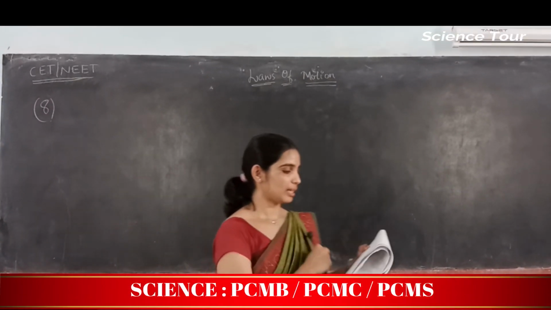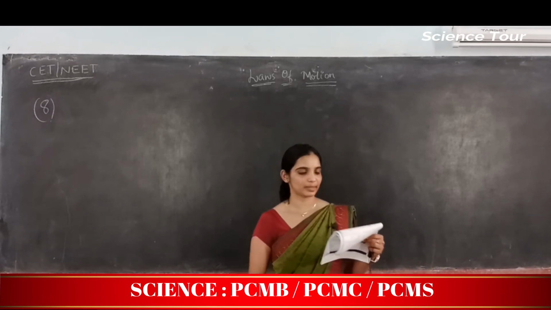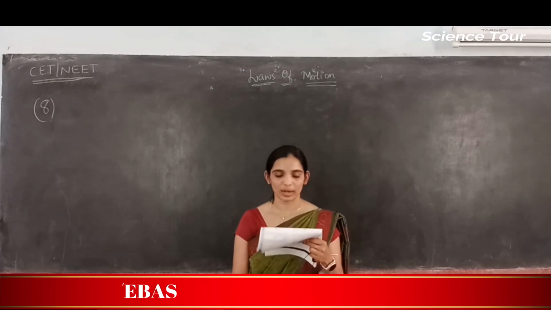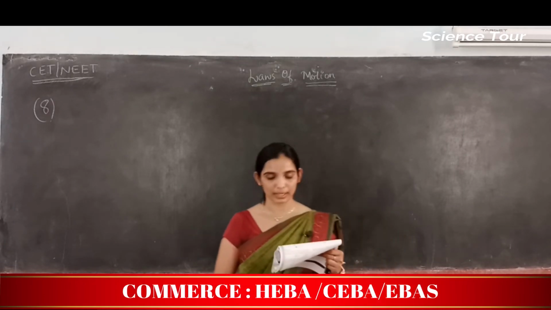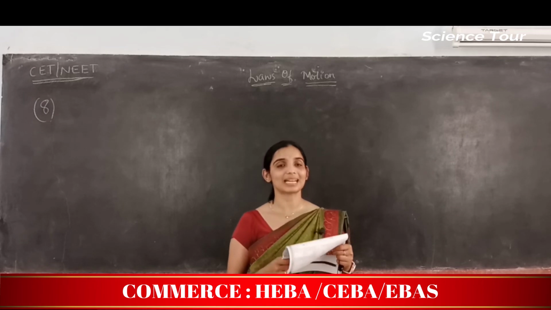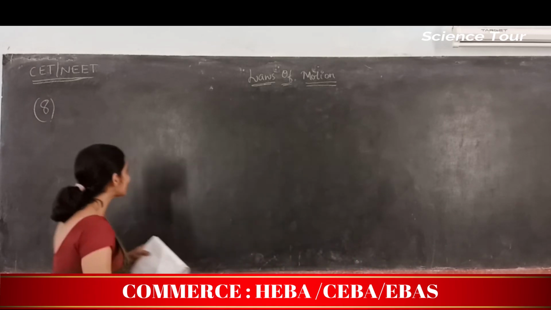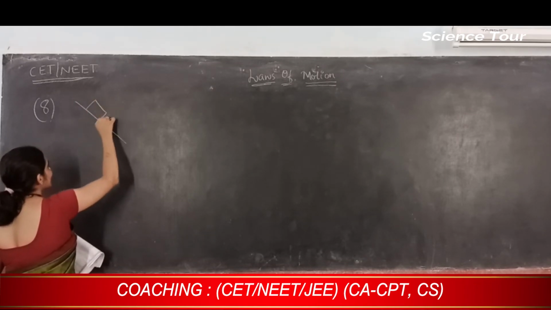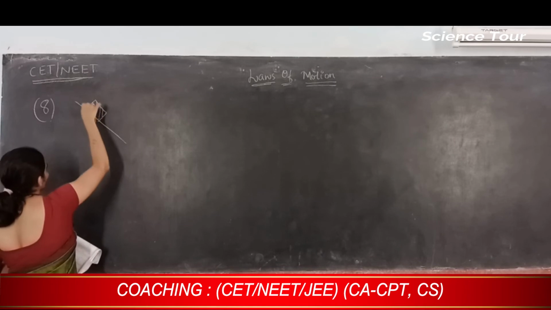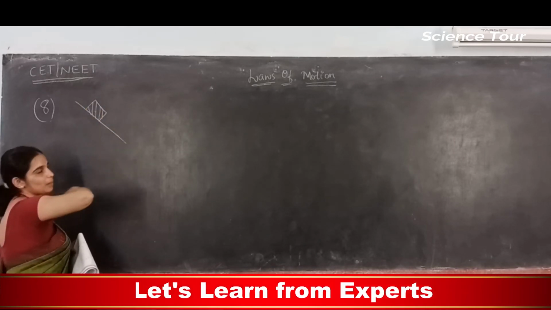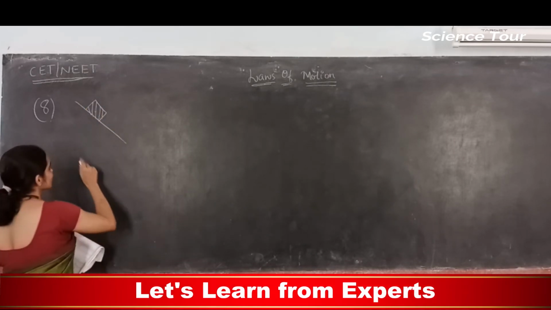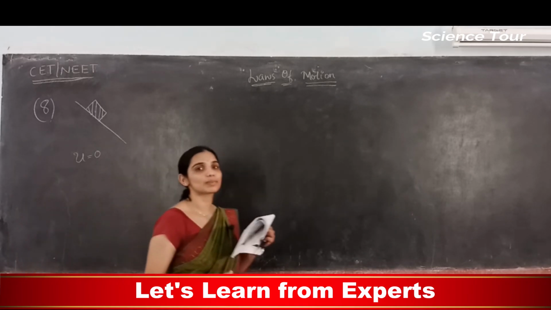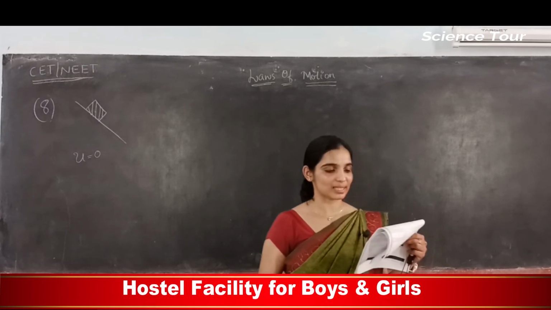Hello students, let's move to the next problem, which appeared in the IIT JEE screening test 2004. A small block slides without friction down an inclined plane starting from rest. You have to imagine an inclined surface. This is the inclined surface. A block is sliding down from the top. Without friction, it is coming down. And from rest means initial velocity 0.